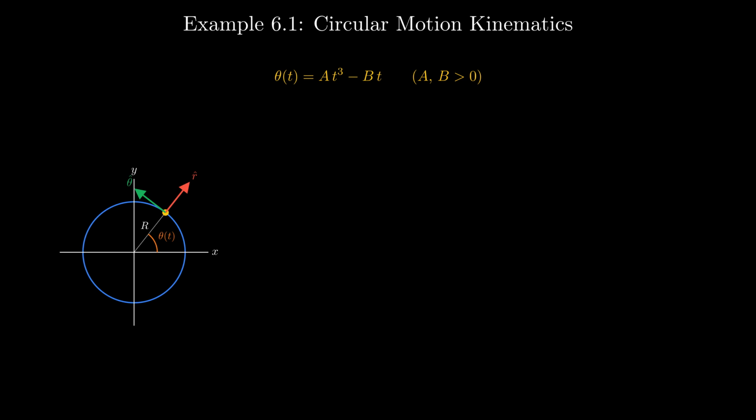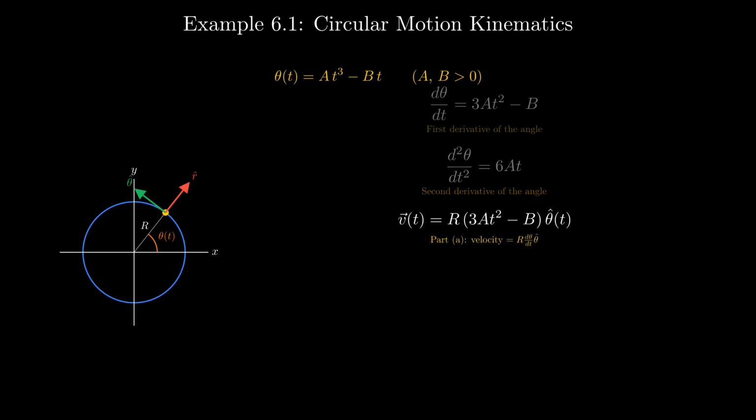Differentiating a t cubed minus b t once gives d theta dt equals 3a t squared minus b. Differentiating again gives the second derivative 6a t. Now build the velocity. The velocity is r times d theta dt along theta-hat. So it equals r times the quantity 3a t squared minus b, all times theta-hat.